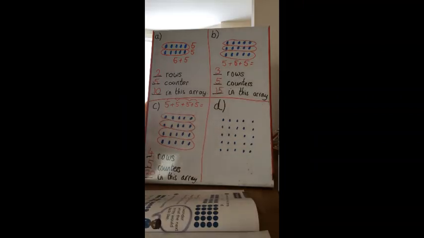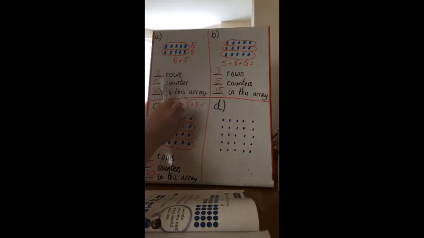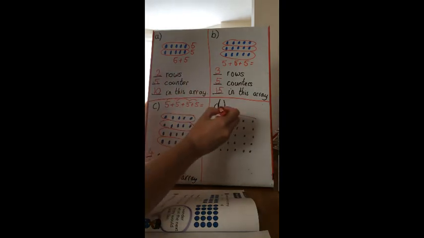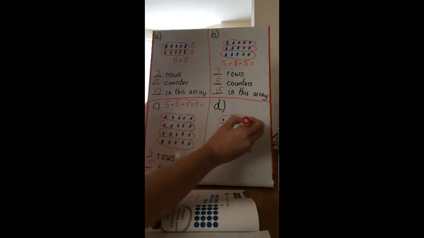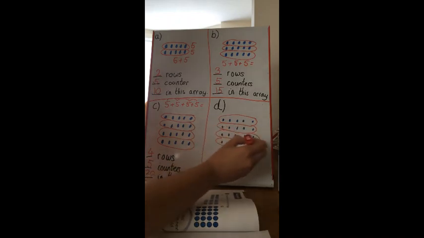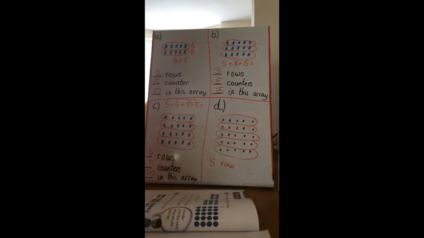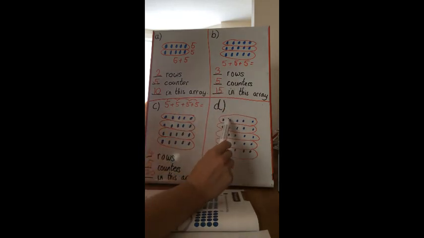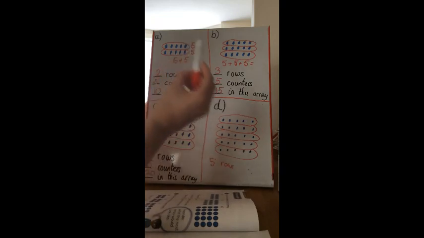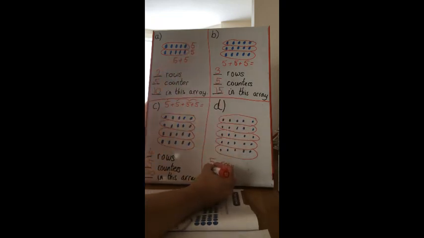I wonder if yours looks like mine. So we've gone from 2 rows to 3 rows to 4 rows and now 1, 2, 3, 4, 5. We now have 5 rows. And to make sure they all stayed the same, they had 5 counters, 5 counters, 5 counters. Let's double check. 1, 2, 3, 4, 5. I still have my 5 counters.